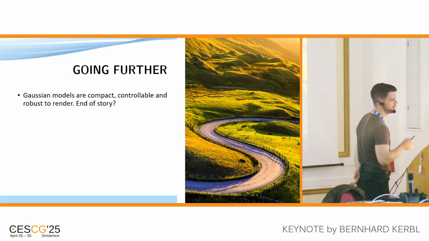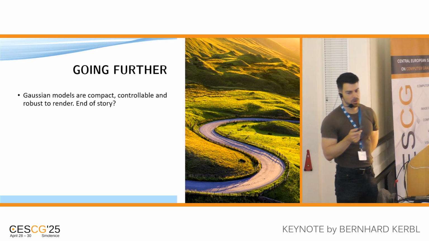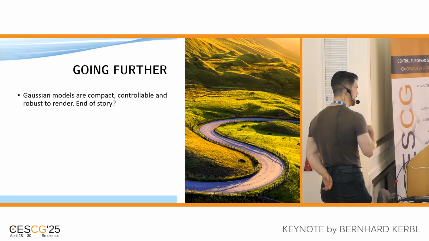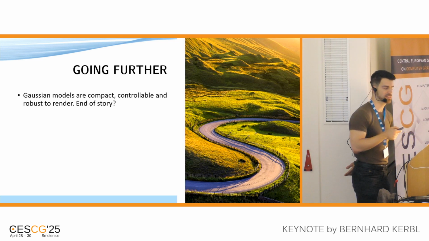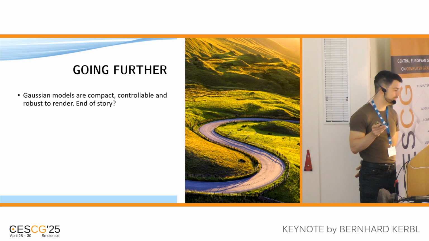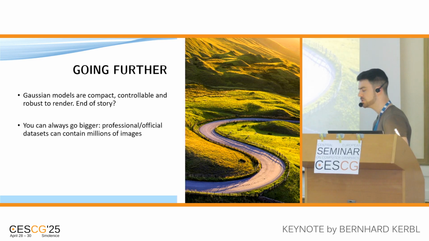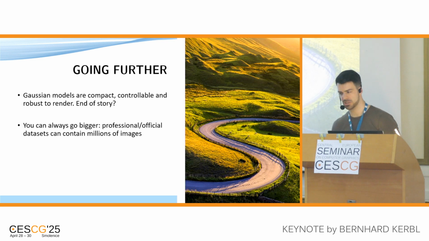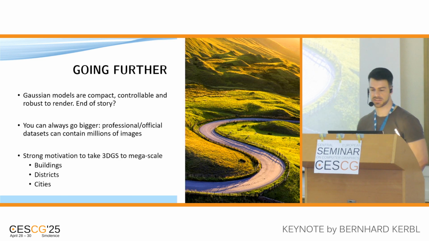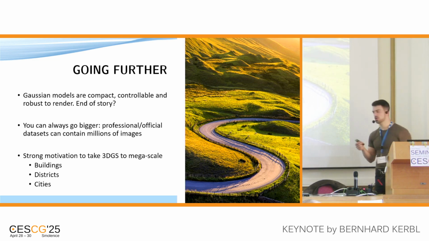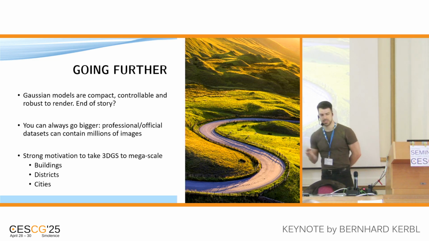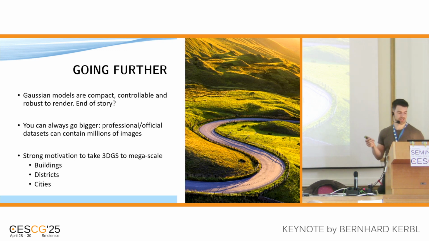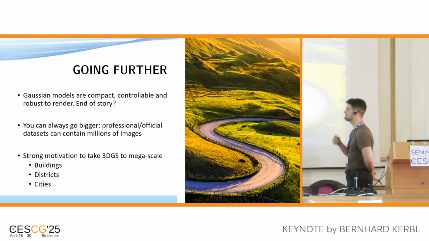But what if I want to do an entire city? How good can an entire city look if I just throw 10,000 Gaussians at it, right? At some point, you hit diminishing returns. At some point, that just doesn't work anymore. So you can always go bigger, and professional datasets and official datasets will contain millions of images that cover kilometers of distance, kilometers of space. So there's a strong motivation to take 3D Gaussian splatting actually to the megascale, so that we can do entire buildings, districts, or maybe even entire cities, right?